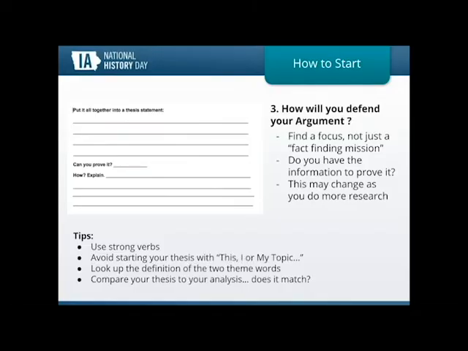Compare your thesis statement to your analysis, to your research. We do talk to judges about how students are not supposed to contradict themselves, so judges do look out for that. When you're writing that analysis, take a peek at your thesis statement. Does this match? Is this actually supporting my argument? Or is this just an interesting fact?